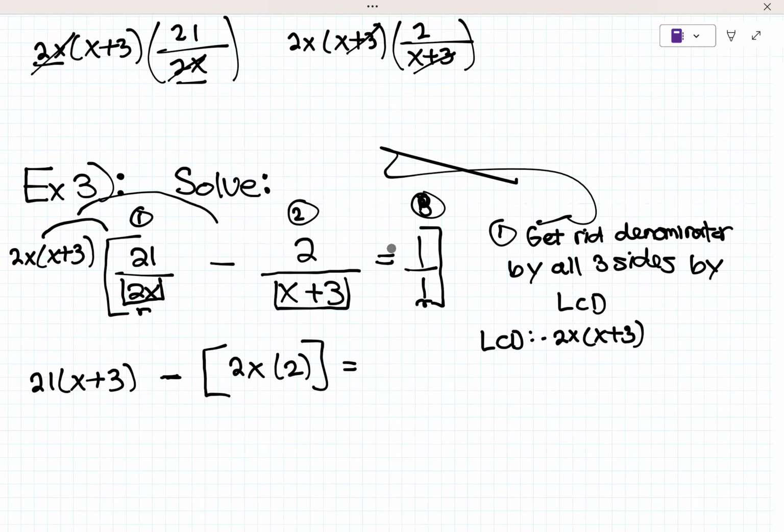Now do the further right. What is 1 times this whole thing? That is 2x times x plus 3. Okay, now go ahead and FOIL it out, clean it up.